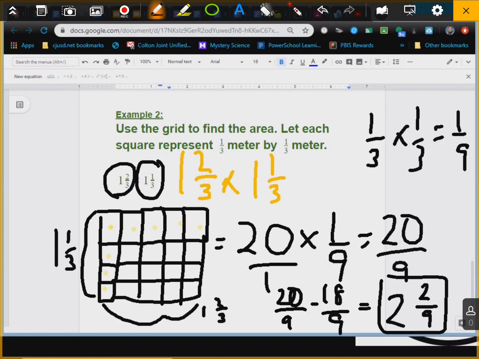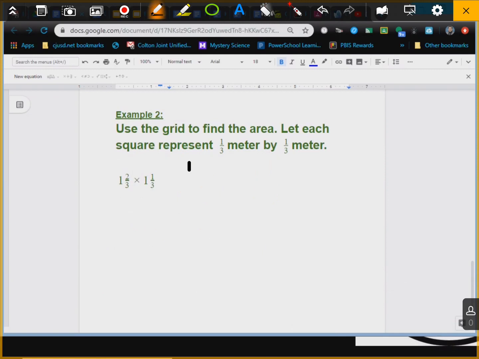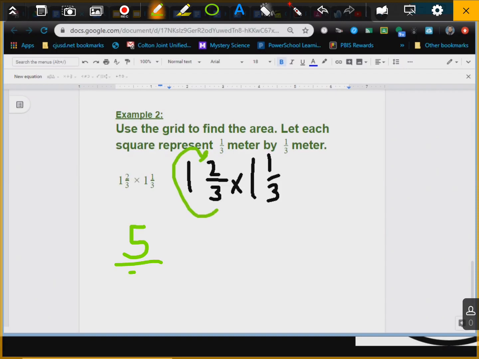Let's do it without making an area model. Let's say we just have 1 2/3 times 1 1/3, and we're not going to make a grid. Okay, that's fine. Let's do the roller coaster method. 3 times 1 is 3, plus 2 is 5 over 3. Times 3 times 1 is 3, plus 1 is 4. 4 over 3. 5 times 4 is 20. 3 times 3 is 9.